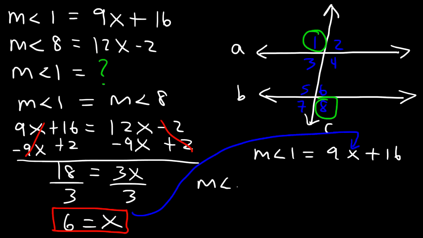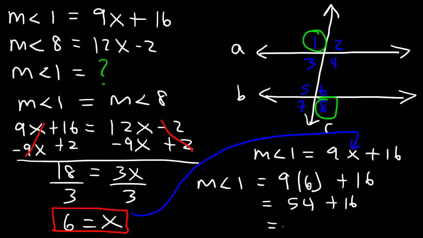So angle 1 is going to be 9 times 6 plus 16. 9 times 6 is 54. 54 plus 16 is 70. So the measure of angle 1 is 70 degrees.